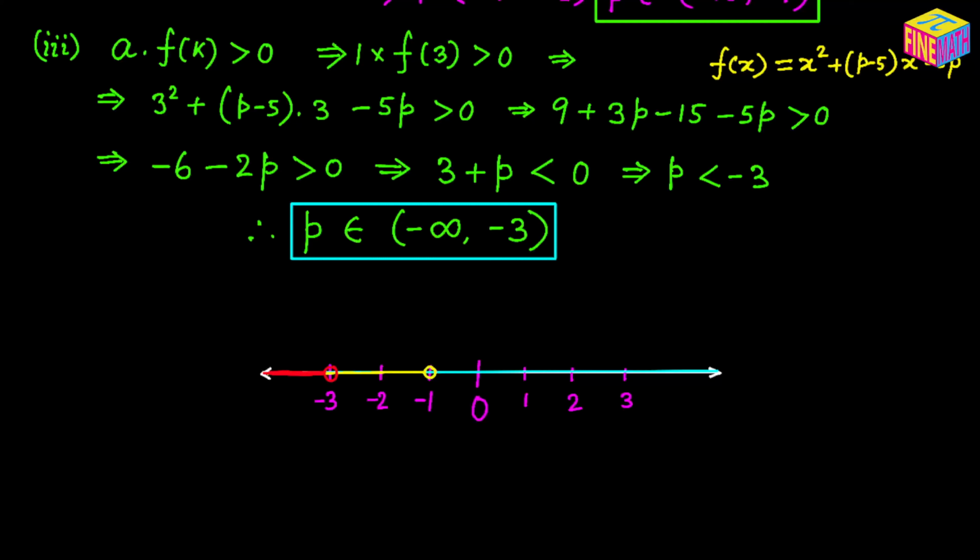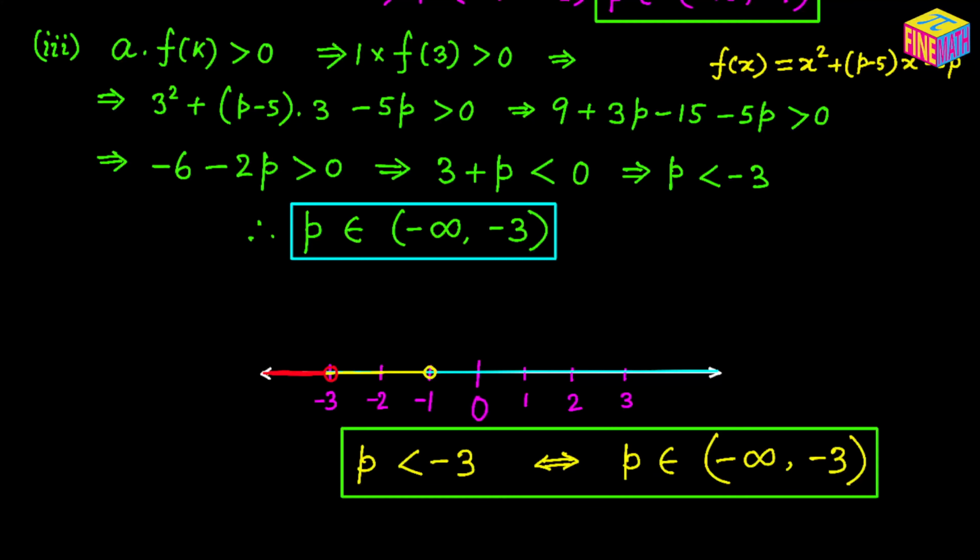We can say, therefore, p must be less than negative 3, or you can also write it like this: p belongs to the interval negative infinity through negative 3, and that is the answer for this question. So now that we know p has to be in this range, p has to be less than negative 3.